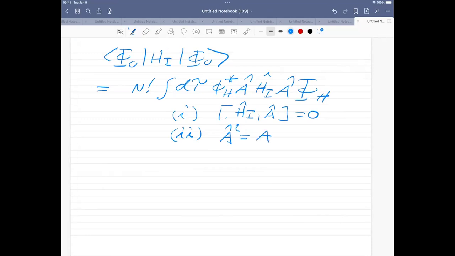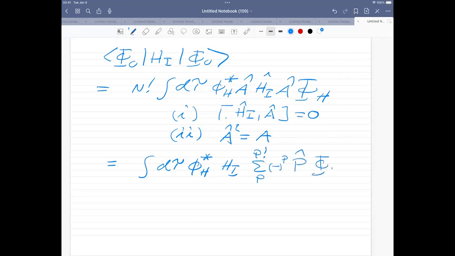And then we end up with a d of tau, the Hartree product, multiplied with H of I. And then we have the sum over all the possible permutations. And then we have the operator P. And this is acting on the state here, phi H. So I'm just going to give you the final result, and we pick up from this tomorrow.